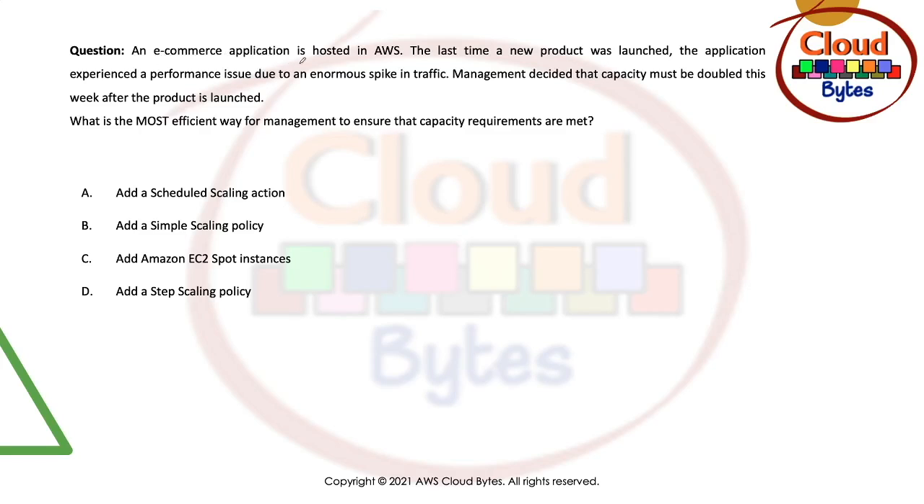An e-commerce application is hosted in AWS. The last time a new product was launched, the application experienced a performance issue due to an enormous spike in traffic. Management decided that capacity must be doubled this time, this week after the product is launched. What is the most efficient way for management to ensure that the capacity requirements are met?